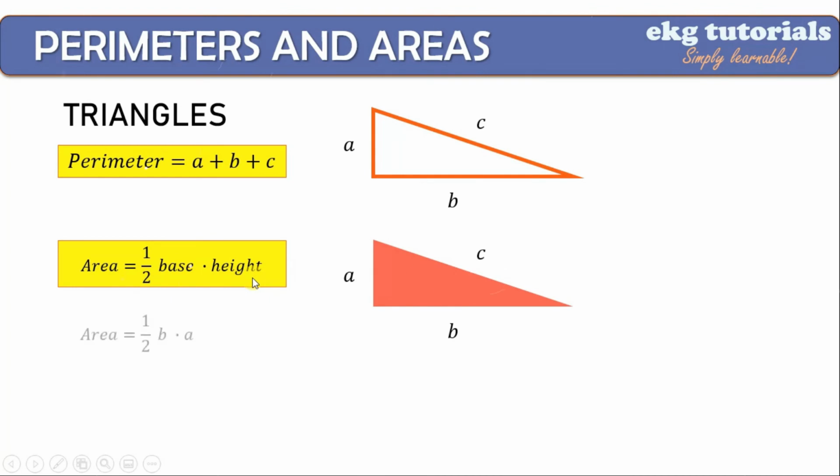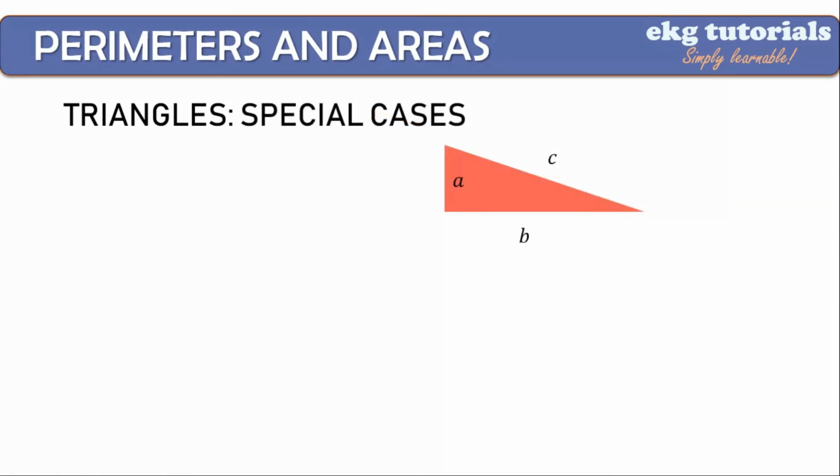In this case, our height is side A. So the area for this particular triangle will be 1/2 of B, which is our base, times the height, which is A.